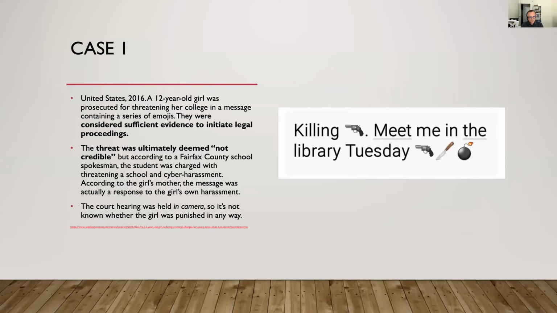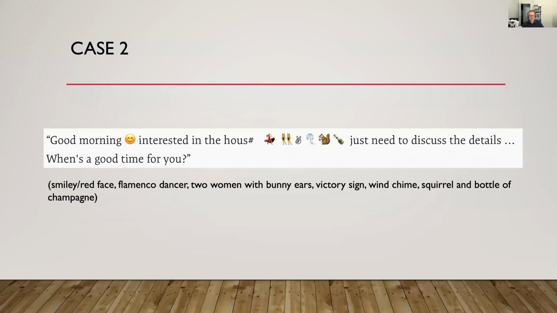According to the girl's mother, the message was actually a response to the girl's own harassment. The court hearing was held in camera, so it's not known whether the girl was punished in any way. And then you have the link to that article. But anyways, that's what happened. There was enough evidence to initiate legal proceedings in that case. All right, let's take a look at a second example here.